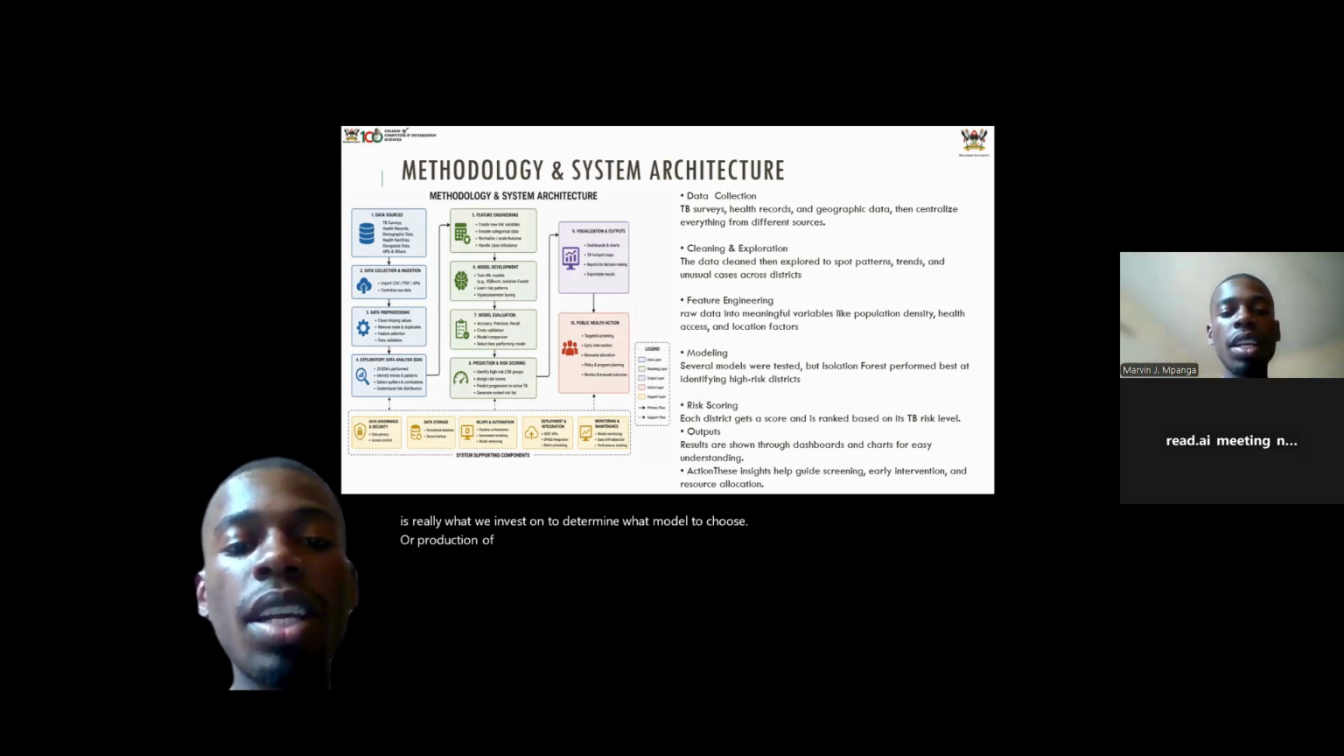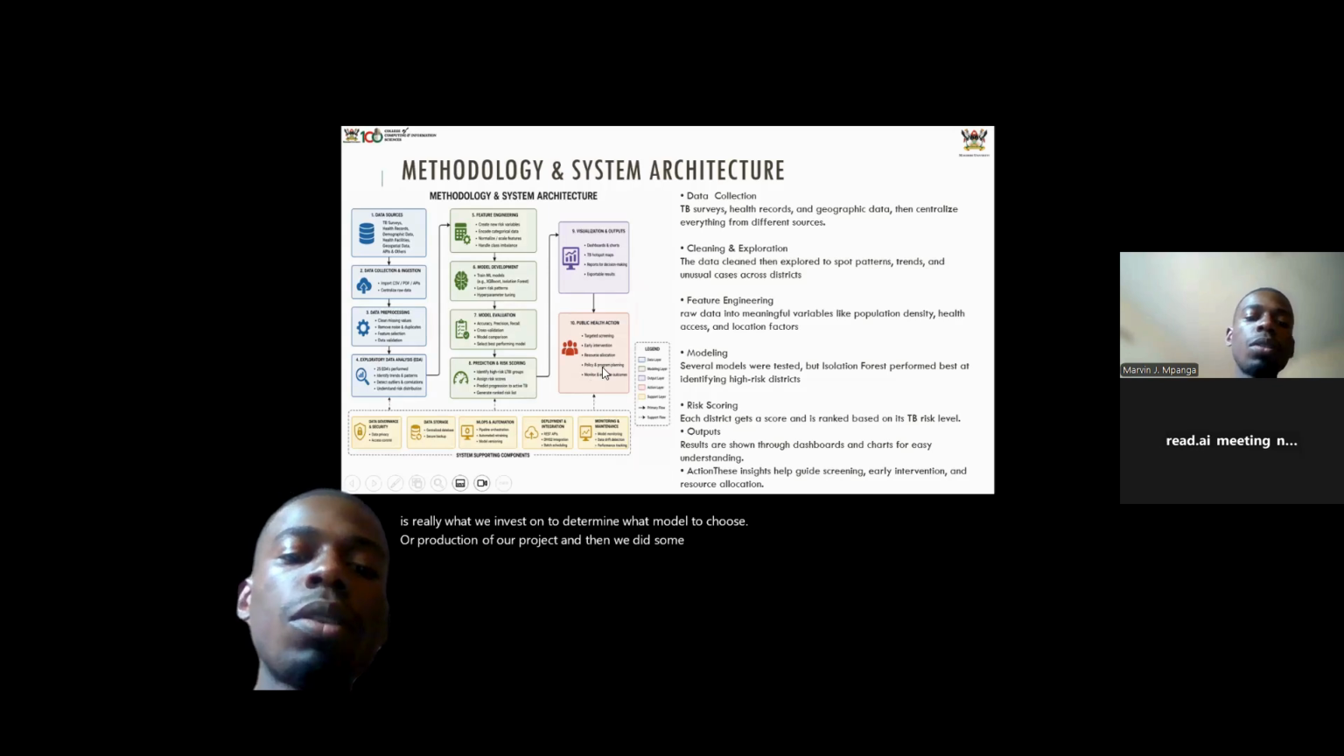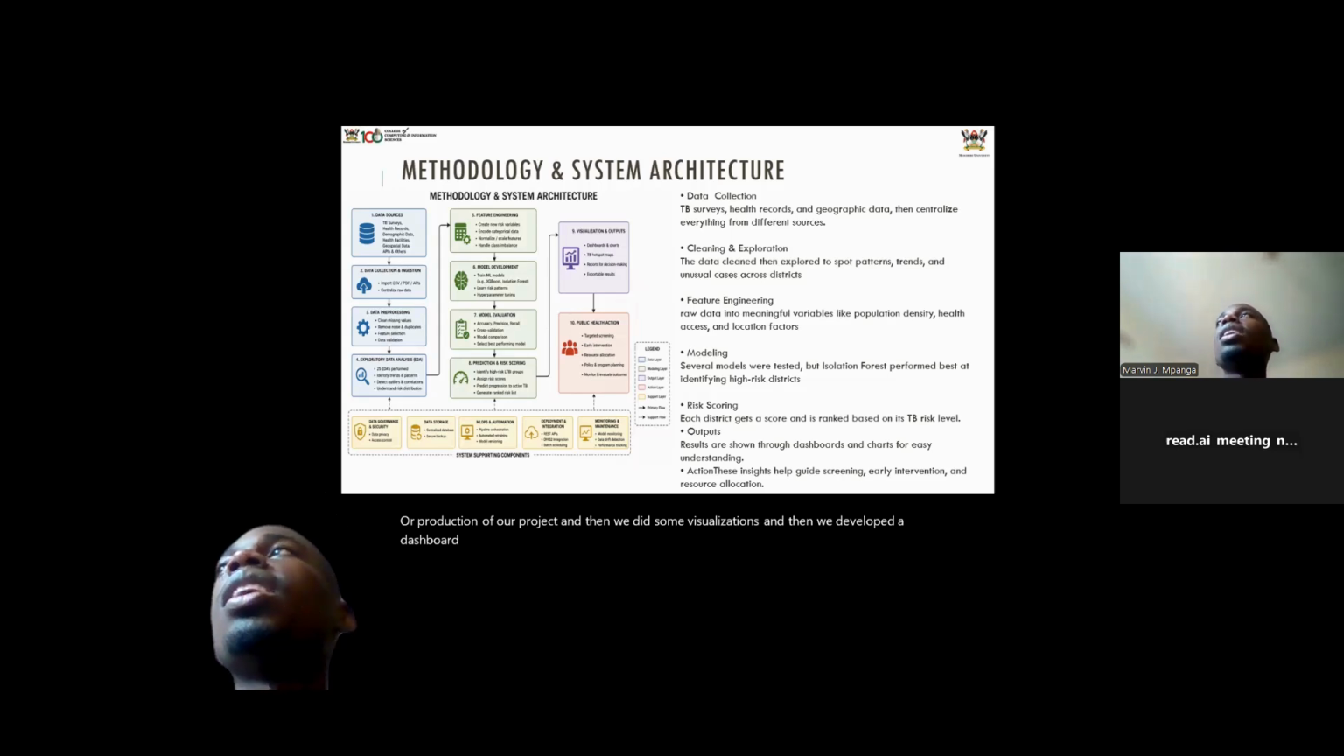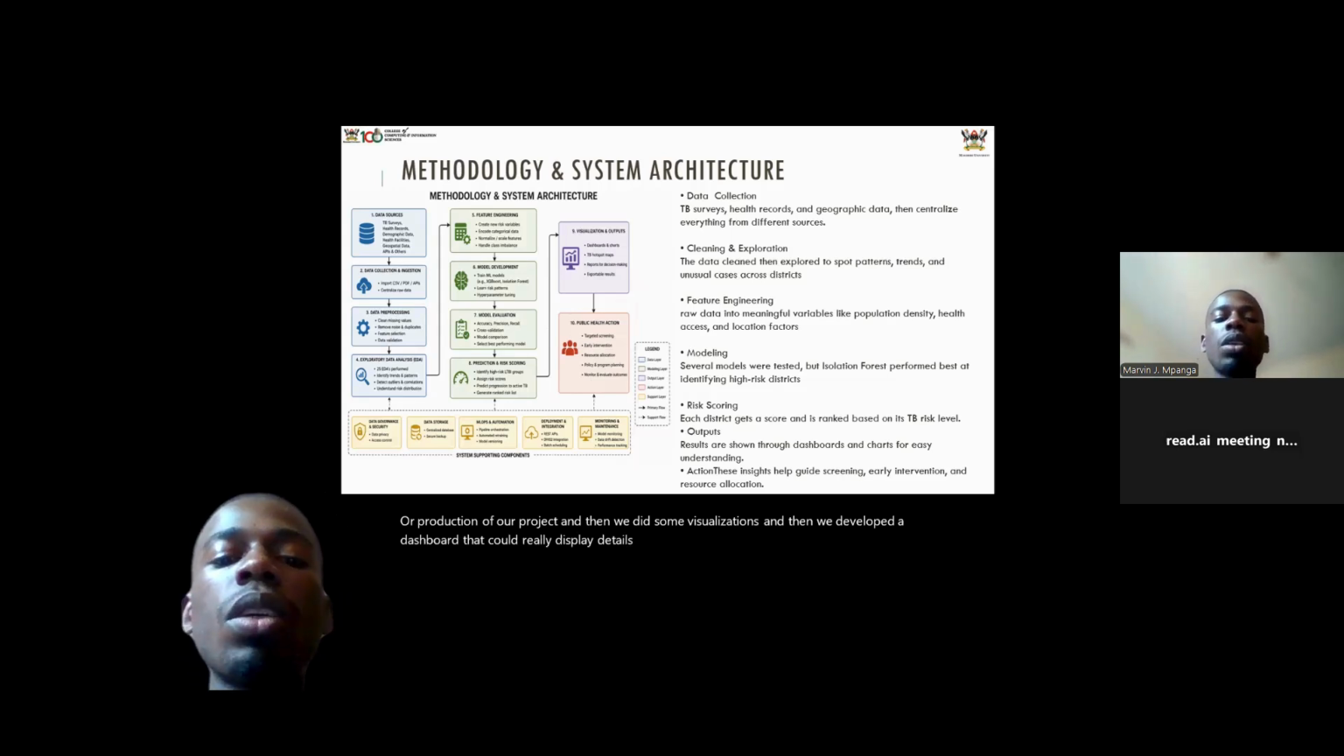Then we did some visualizations, and then we developed a dashboard that would display details and show how the Ministry of Health can allocate resources.